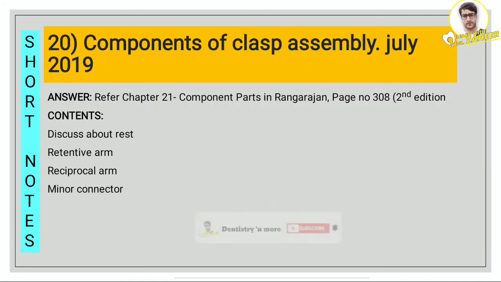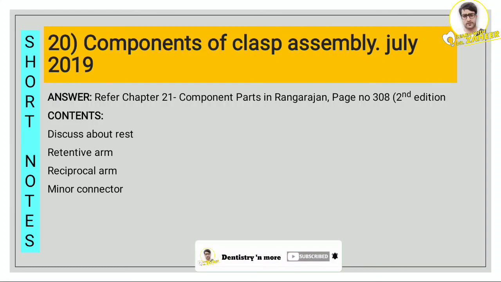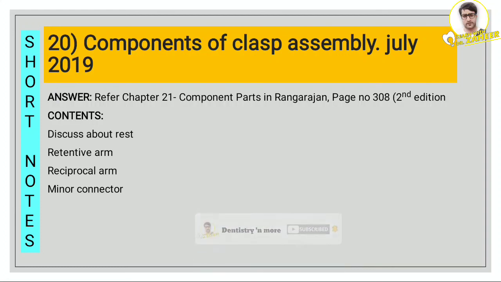Components of clasp assembly, it was already mentioned. The 4 components of clasp assembly are rest, retentive arm, reciprocal arm, and minor connector.